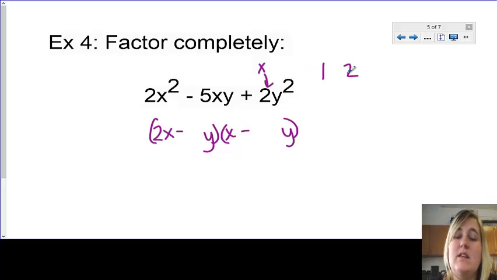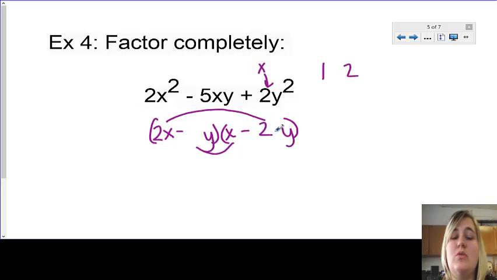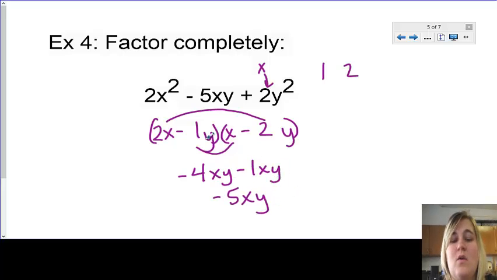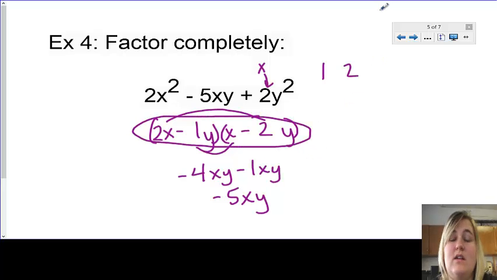Now it's just placing these in the right order. I need to get a 5. Okay? And I'm going to multiply here and here. So the only way for me to get a 5 from this is if I take 2 times 2 and 1 times 1 and put them together. So 2 times negative 2y is going to be negative 4xy, and negative 1y times x is negative 1xy, which gives me a negative 5xy, which is what I needed. So this part right here is my final answer.